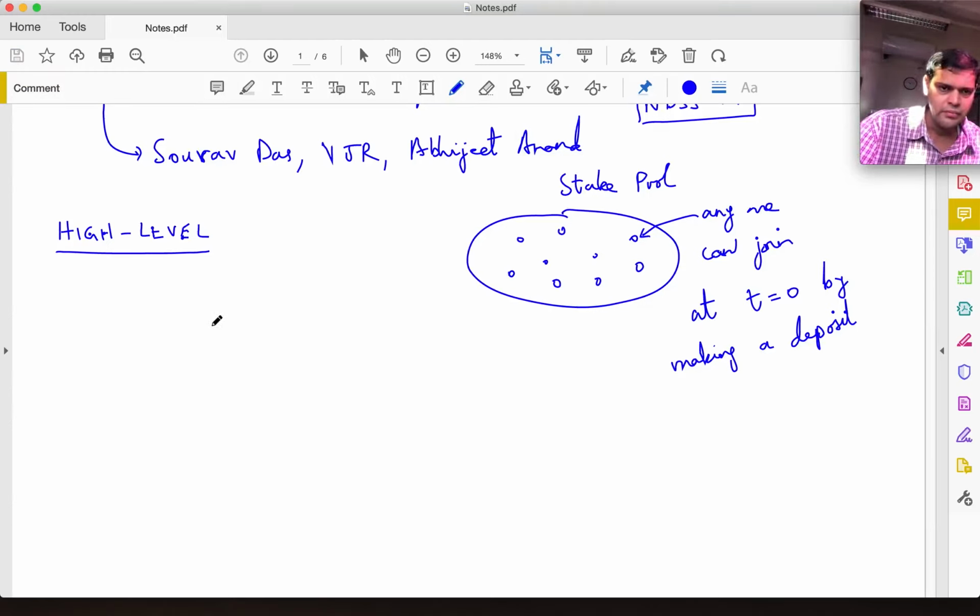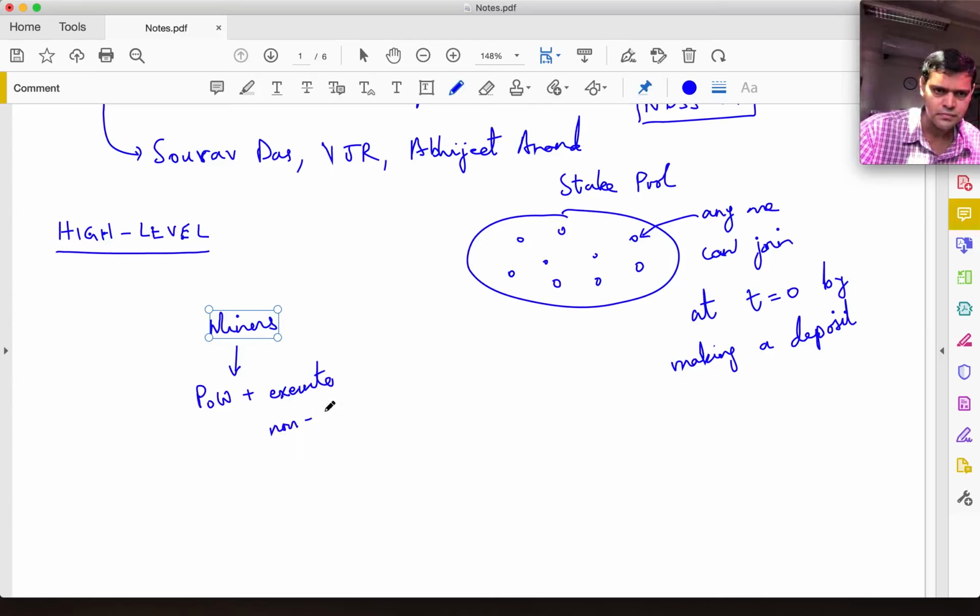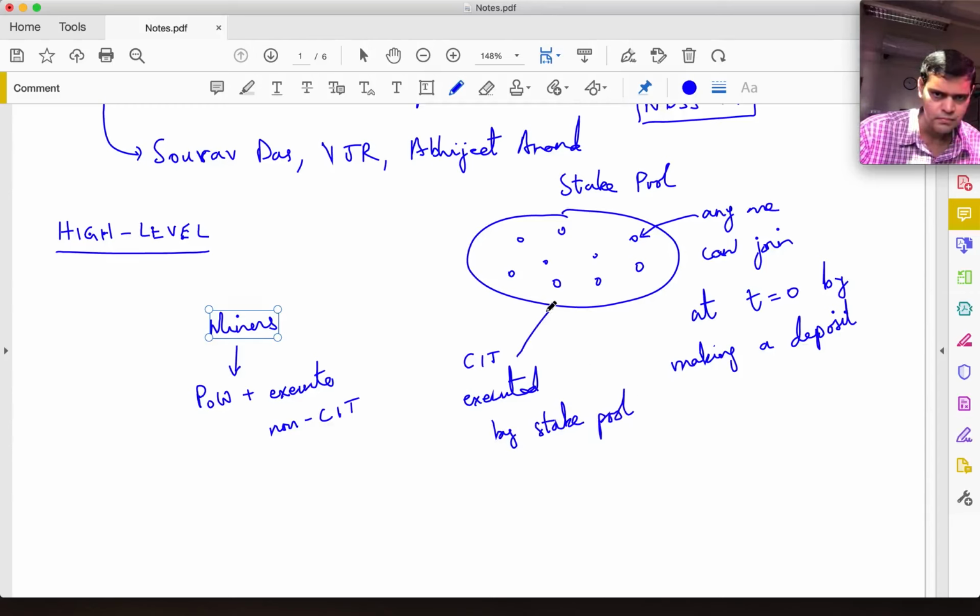And then of course you have the miners. The miners are going to do proof of work, plus they are going to execute non-CITs. So if there are many transactions in a block, all of them don't have to be CITs. In that case, these miners would execute the other transactions. But of course these CITs would be specially handled by the stake pool.